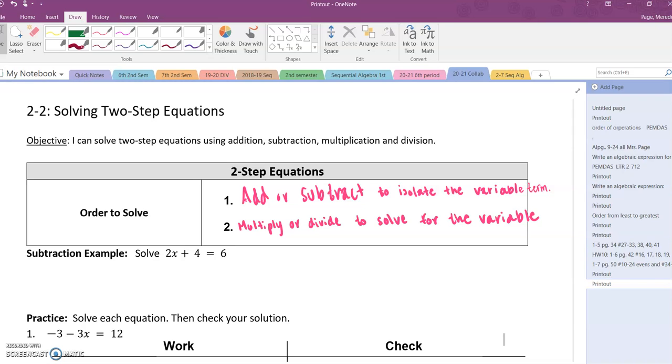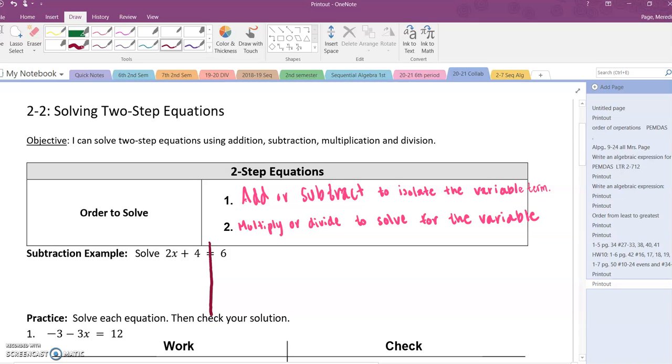So let's apply those two steps in our first example. Our first example says solve 2x + 4 = 6. Our goal for solving these equations is always to get the x, or the variable, by itself. And we're going to do that by following those two steps. So the first thing I want to do is draw a line down my equal sign, my left and my right hand side, to help me keep organized.